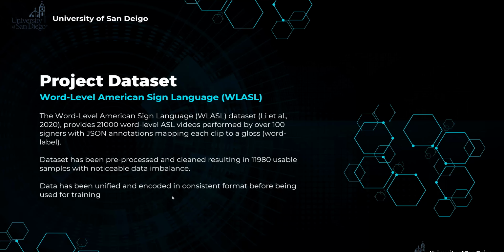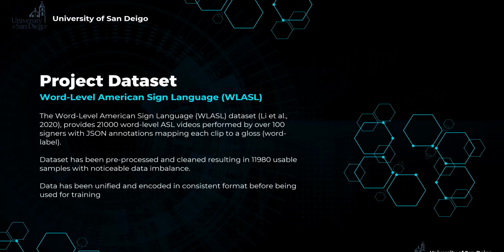We use the Word-Level American Sign Language Dataset, or WLASL, introduced by Li and colleagues in 2020. It contains about 21,000 short videos covering more than 2,000 glosses signed by over 100 different people. Each clip is a single word-level sign with a JSON annotation that maps it to a gloss label.